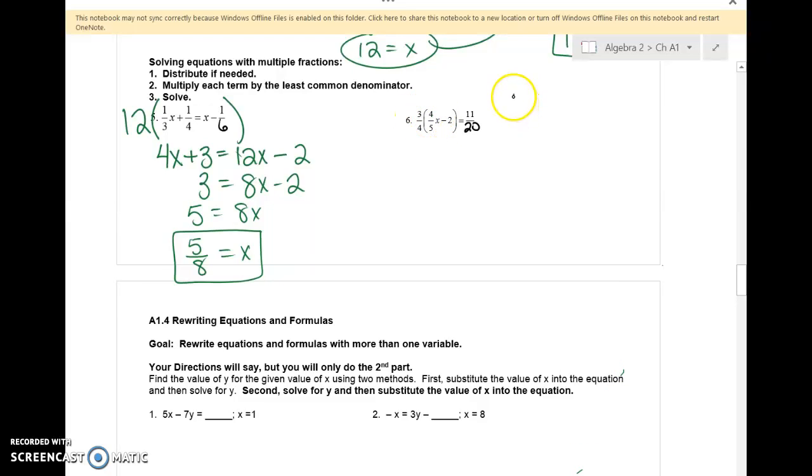3 times 4 is 12. 4 times 5 is 20. So that term would be 12/20ths x. Now I realize we could simplify that fraction, but we don't really need to. The next one, 3/4 times -2. Think of that as -2 over 1. So 3 times -2 is -6, and then the 4 would go on the bottom. And we don't have to do anything to 11/20ths yet because that's not inside the parentheses. All right, what should we multiply the whole thing by? 20. So take a moment, do that, see if you can finish solving this equation on your own.